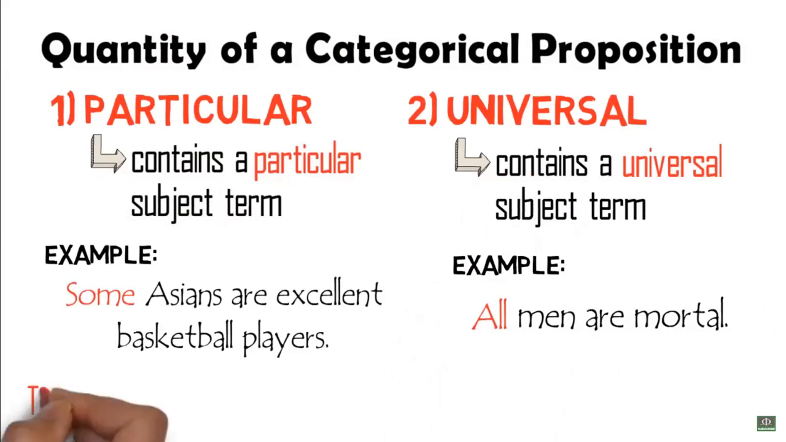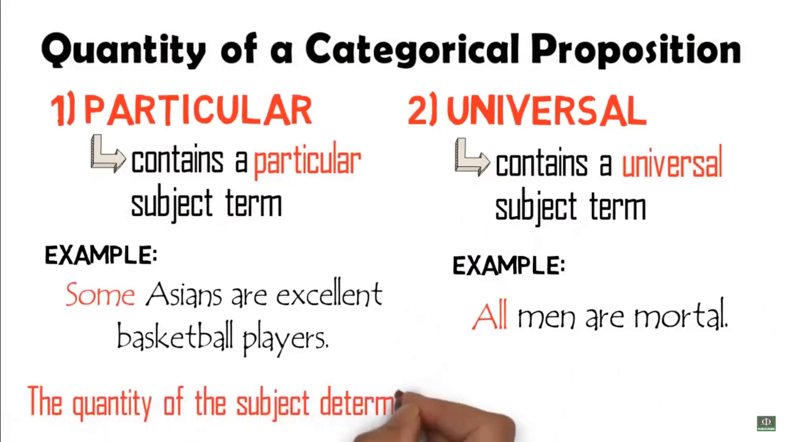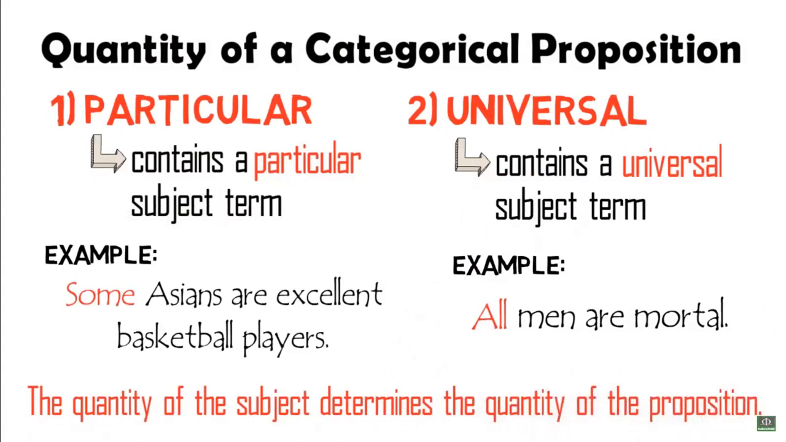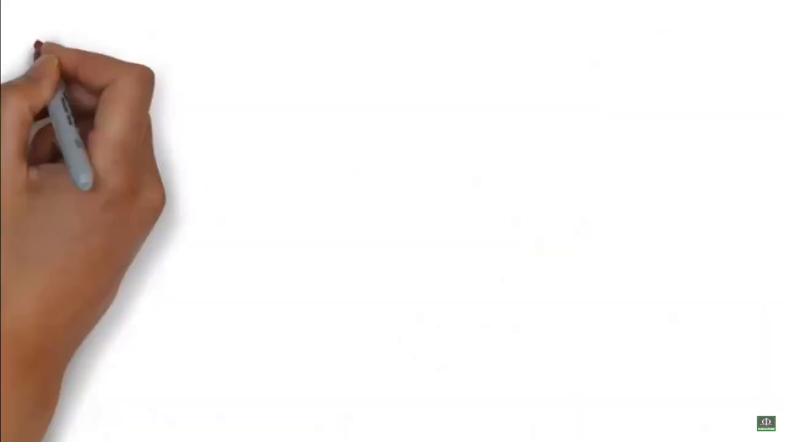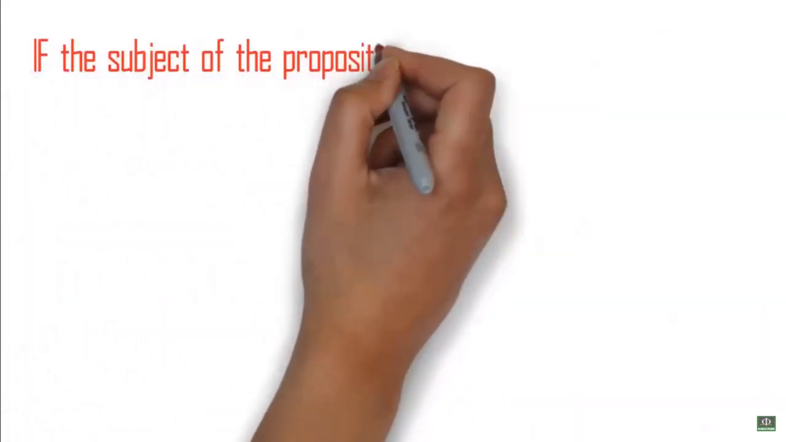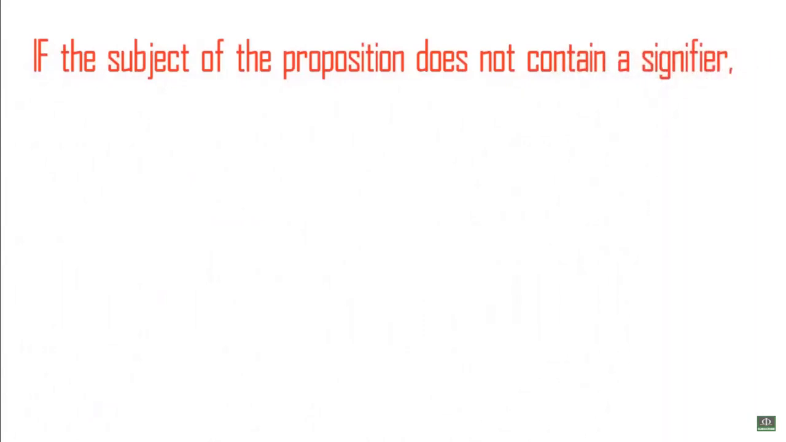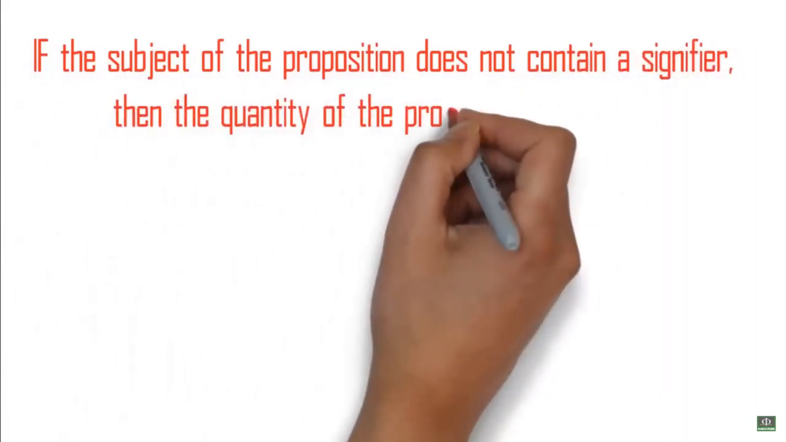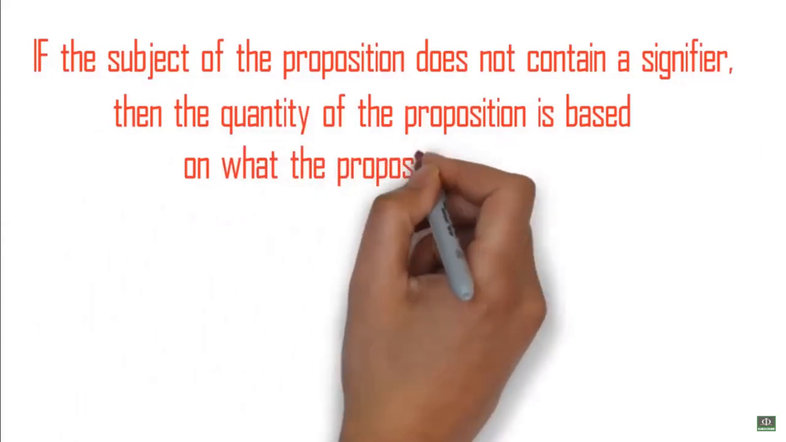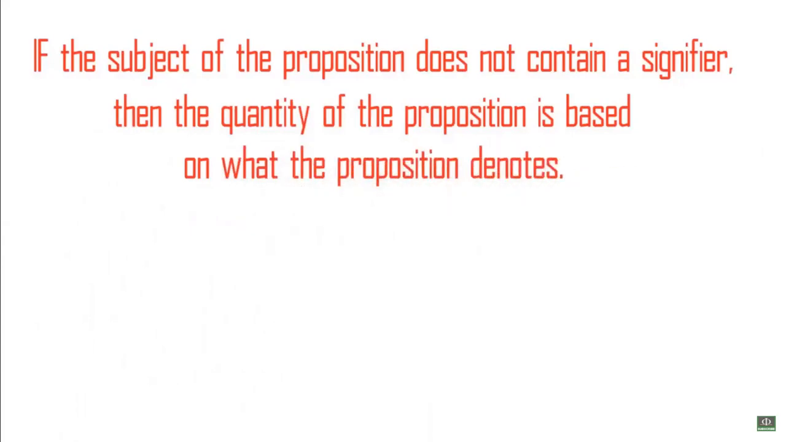As we can see, it is the quantity of the subject that determines the quantity of the proposition. Thus, if the subject is particular, then the proposition is particular. And if the subject is universal, then the proposition is universal. Now, if the subject of the proposition does not contain a signifier, then the quantity of the proposition must be based on what the proposition denotes. Consider this example.